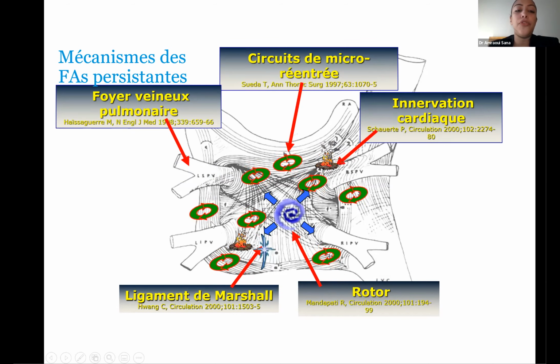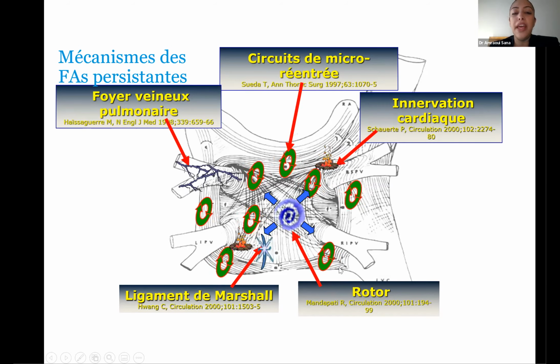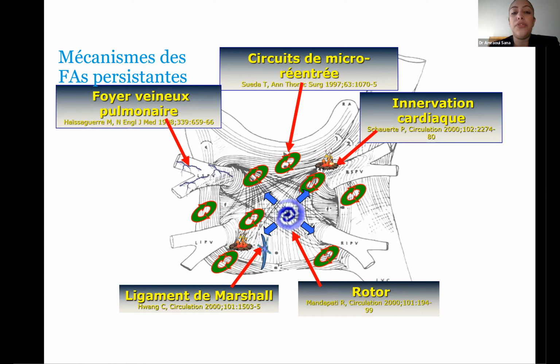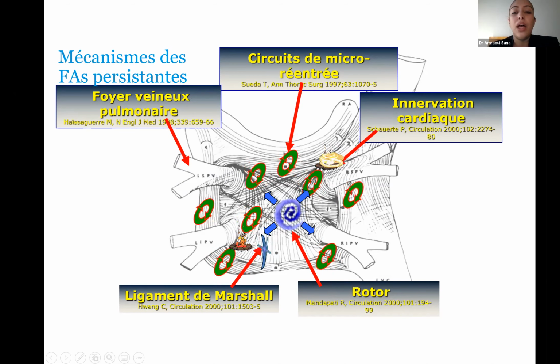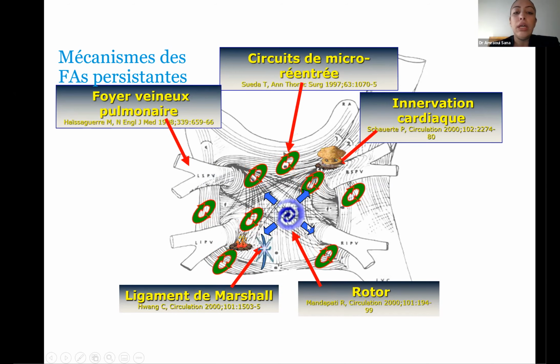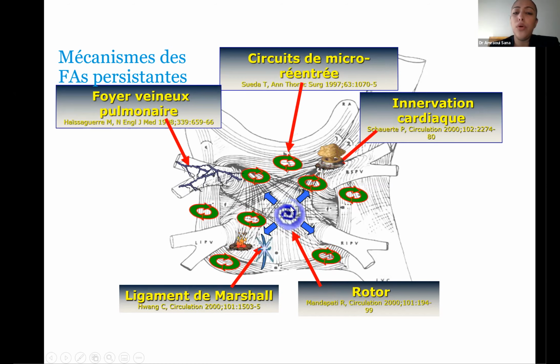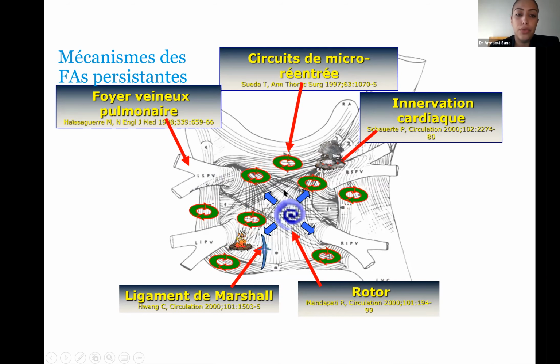So what kind of ablation can we perform? First, it is recommended to do pulmonary vein isolation. And then we can target, depending on the different groups, lines in order to isolate the wall of the left atrium if there are a lot of rotors or areas of low voltage. So it depends on the different group.